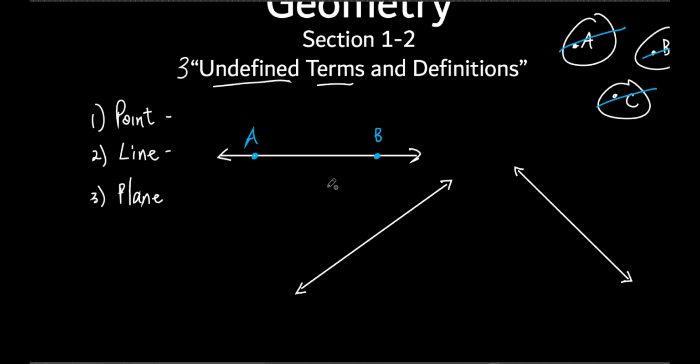AB line? What would be a better way to say it? We said point A or point B, so we call it line what? AB. Very good. We would call it line AB. Now let me show you how we do it.